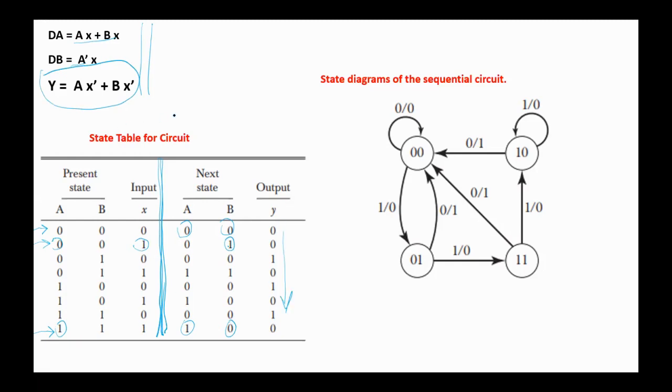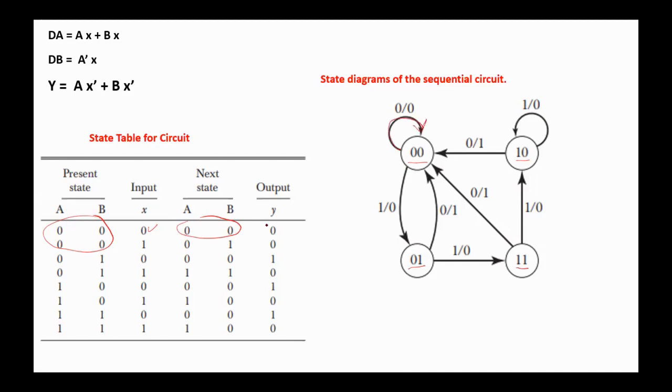And from the state table for the circuit, we can now derive the state diagram. We have 4 states, 0, 0, 0, 1, 1, 0, 1, 1. On 0, 0, there are 2 transitions. If X is 0, then the next state is 0, 0, and the output is 0. Here we have it.